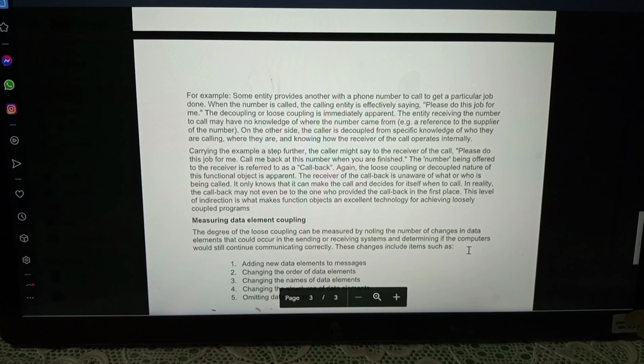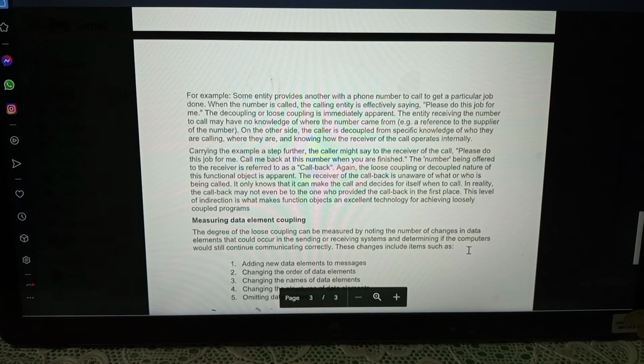So, the entity will receive any number that calls, but it has no knowledge of where the number came from or which country it came from. So, no reference to the supplier of the number. On the other side, the caller is decoupled from specific knowledge of who they are calling, where they are, and how the receiver of the call operates internally.